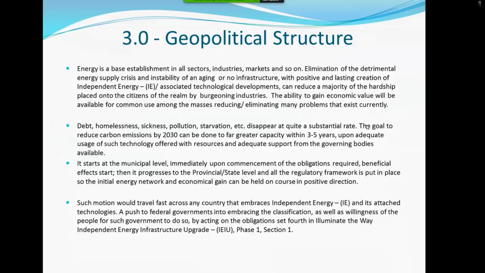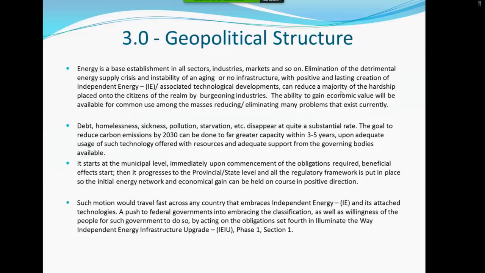The ability to gain economic value will be available for common use among the masses, reducing or eliminating many problems that exist currently. Absolutely. Independent energy and the utilization of the associated technological trees and the associated tech 4 principles, then yes, it's the power supply needed to supply any of these existential developments. You know, we're not going to get anywhere with alternative energy, I can tell you that. Debt, homelessness, sickness, pollution, starvation, etc. disappear at quite a substantial rate.